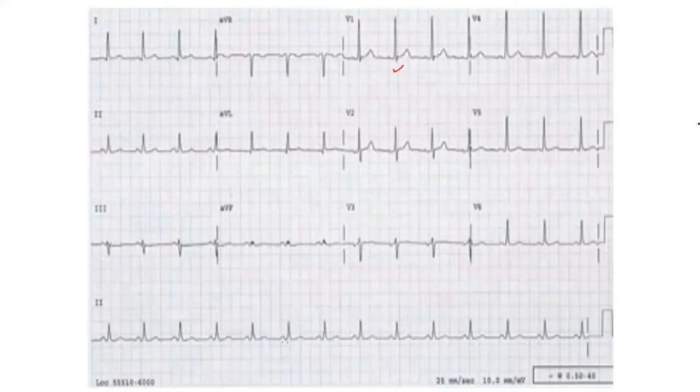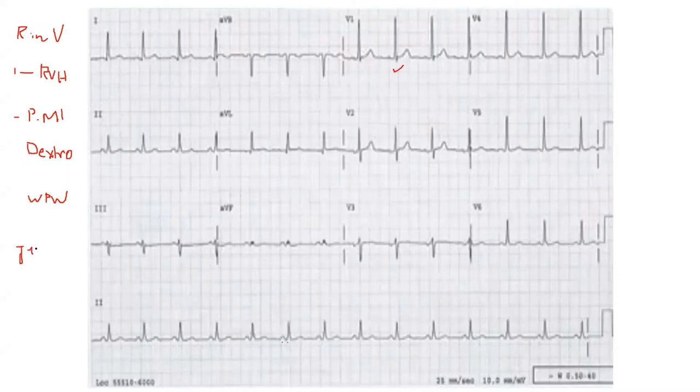So, what are the causes of dominant R in V1? Causes of dominant R in V1. One, RVH, very good. Two, posterior infarction. Posterior MI, very good. Three, dextrocardia. Dextrocardia, great. Four, Wolff-Parkinson-White. WPW, great. Five, juvenile pattern. In the young, they have a dominant R. And last is lead reversal.